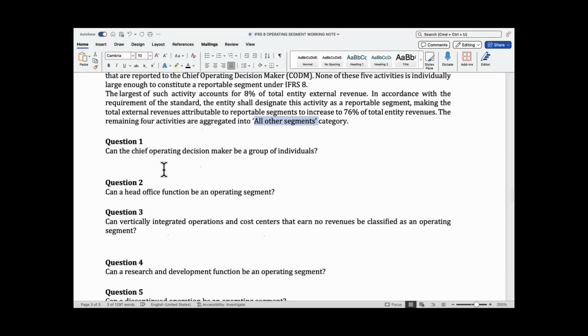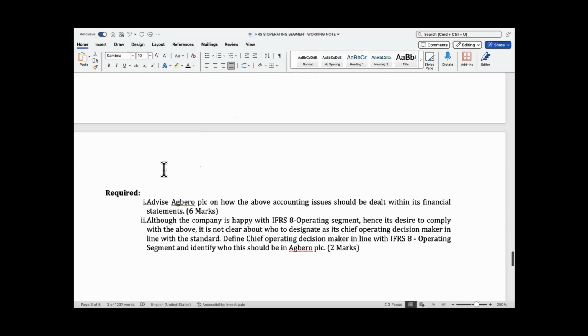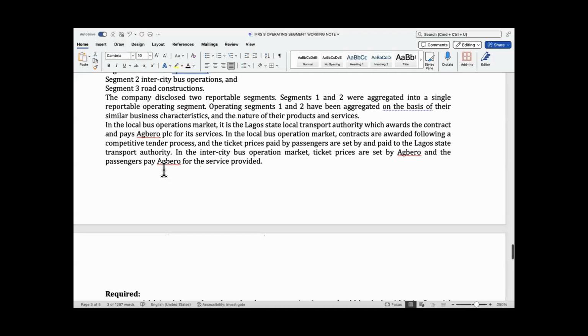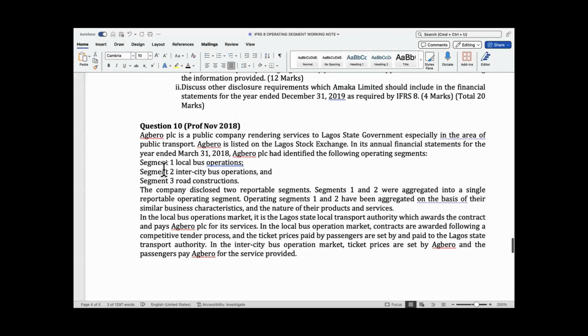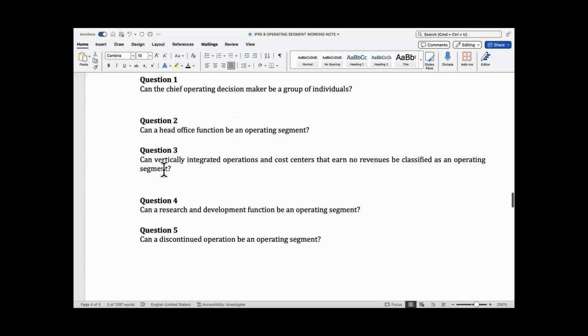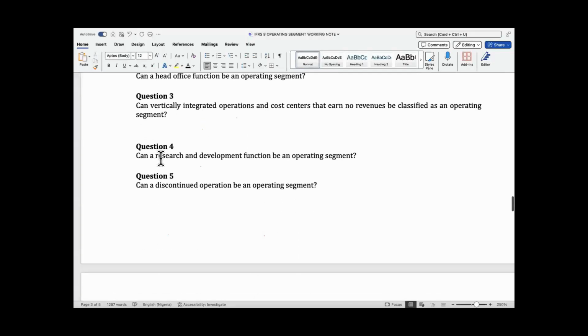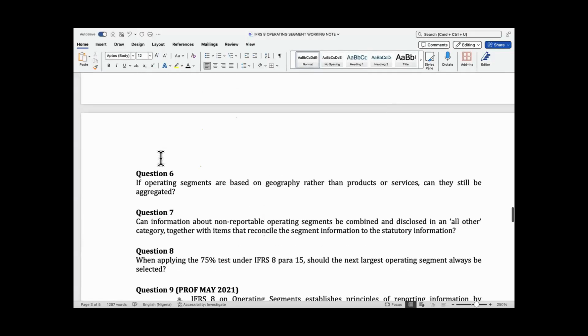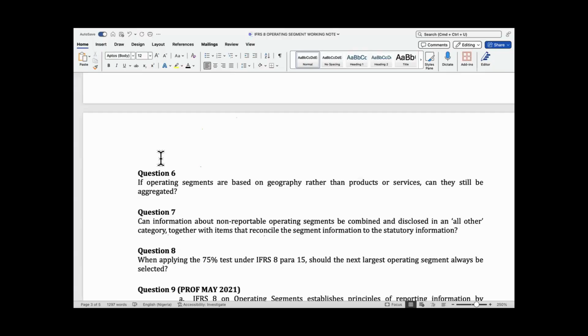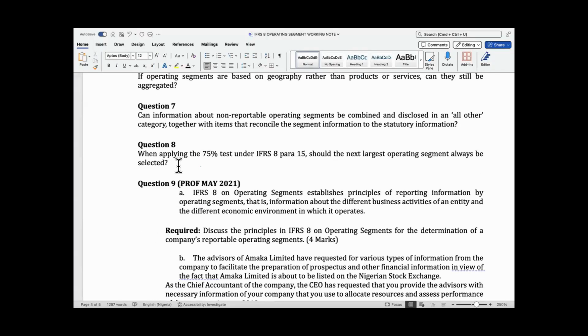So on Wednesday, I will solve these 2 past questions with you. And there are some questions here that you can look at before Wednesday that would serve as an eye-opener for you to understand operating segment more. And also we'll look at how segment information looks like by considering some disclosure requirements in IFRS 8. Then we would end it up with IFRS 8.